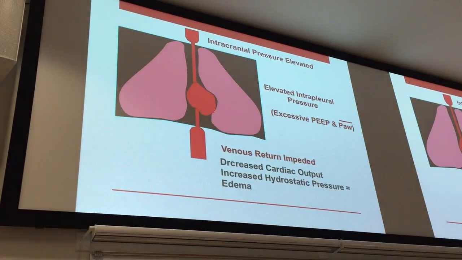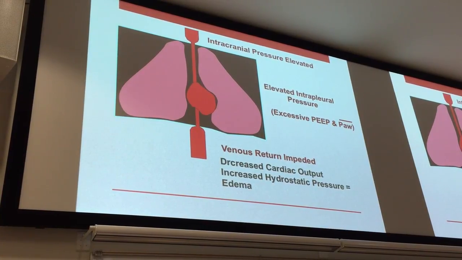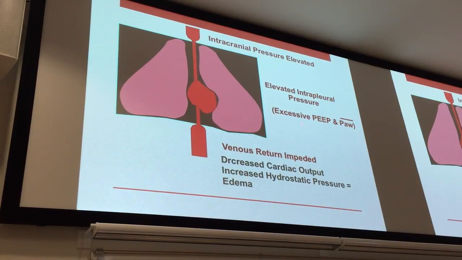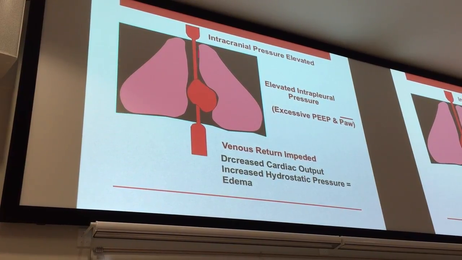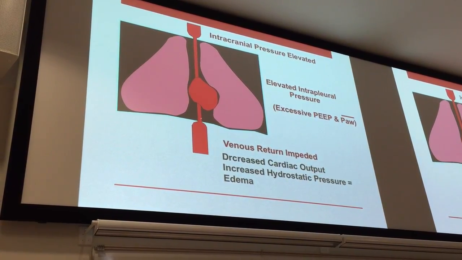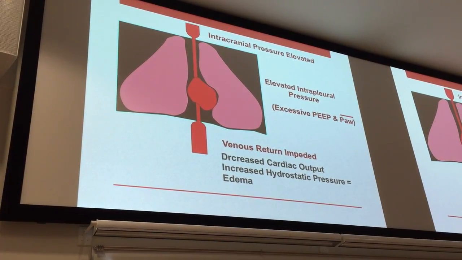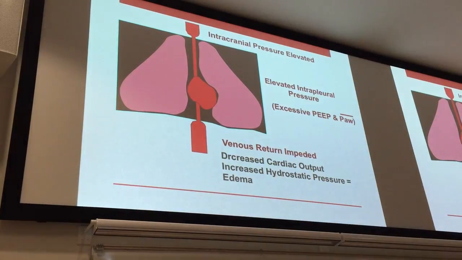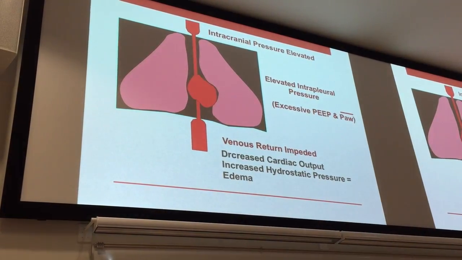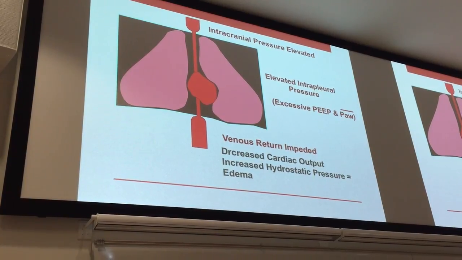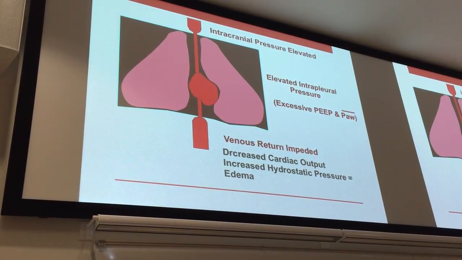So excessive mean airway pressure, this little thing keeps getting in the way. When your mean airway pressure is excessive, you're going to have a lot of transmission of pressure to the great veins. The heart gets squished. You have impeded venous return from the head, which can of course increase risk of intraventricular hemorrhage. And of course you're going to have impedance of venous return from the legs.